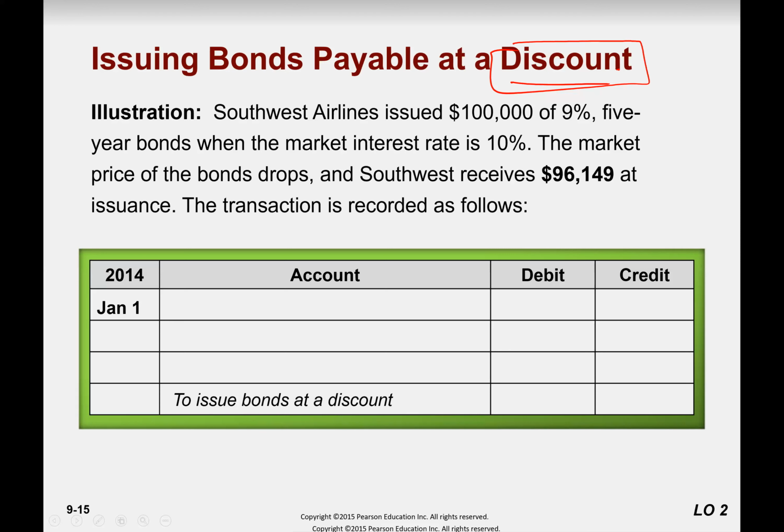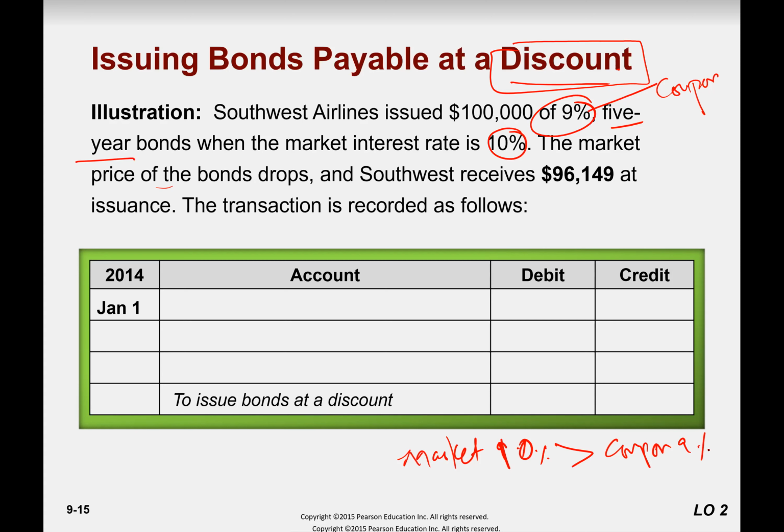Okay, now let's talk about the illustration, how we deal with the bonds payable at discount. Southwest Airlines issued a $100,000 bond of 9%. So what is this 9%? This is the coupon. A 5-year bond means the maturity time is 5 years. The market interest rate is 10%. So you see that the market rate is 10%, and your coupon is 9%. So definitely you will issue the bond at a discount.